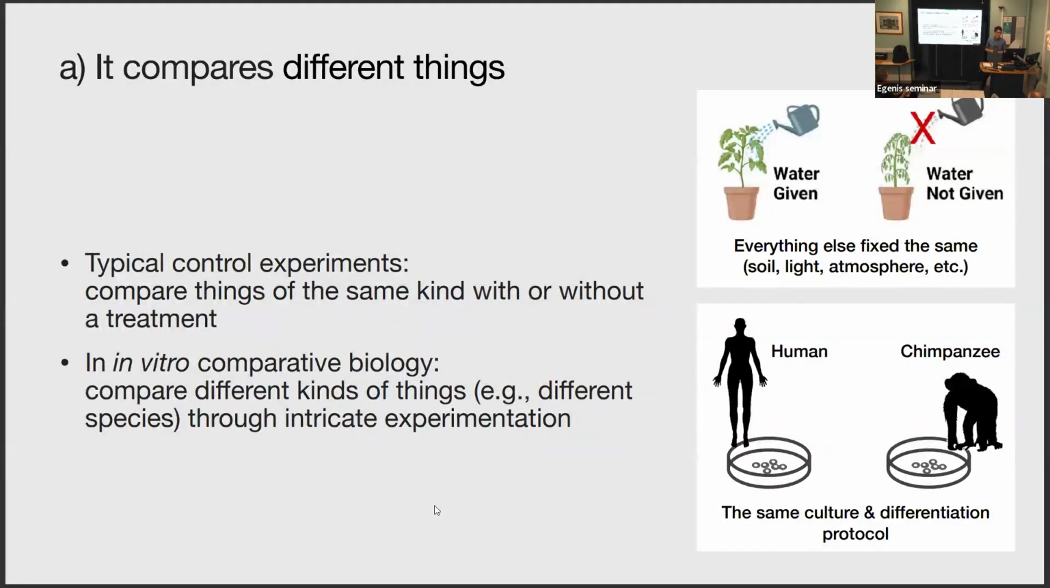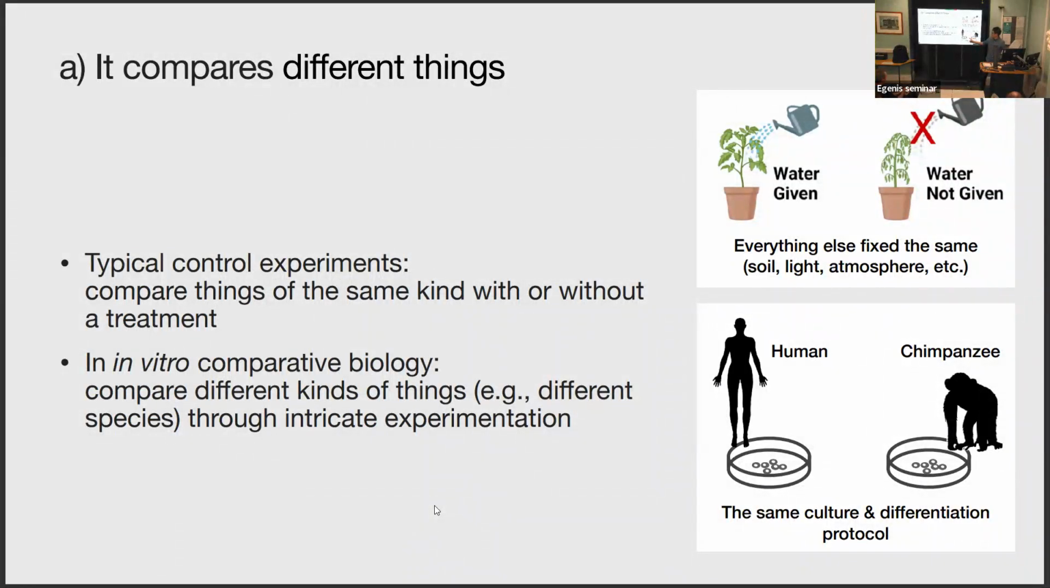The first point, it compares different things. Probably some of you have thought about this when I presented these figures. Typical control experiments compare things of the same kind, for example, the same plant species, with or without a treatment. Whereas in cellular anthropology, or in vitro comparative biology more generally, it compares different kinds of things, for example, human, chimpanzee, and gorillas, through intricate experimentation. This is one feature that is important.